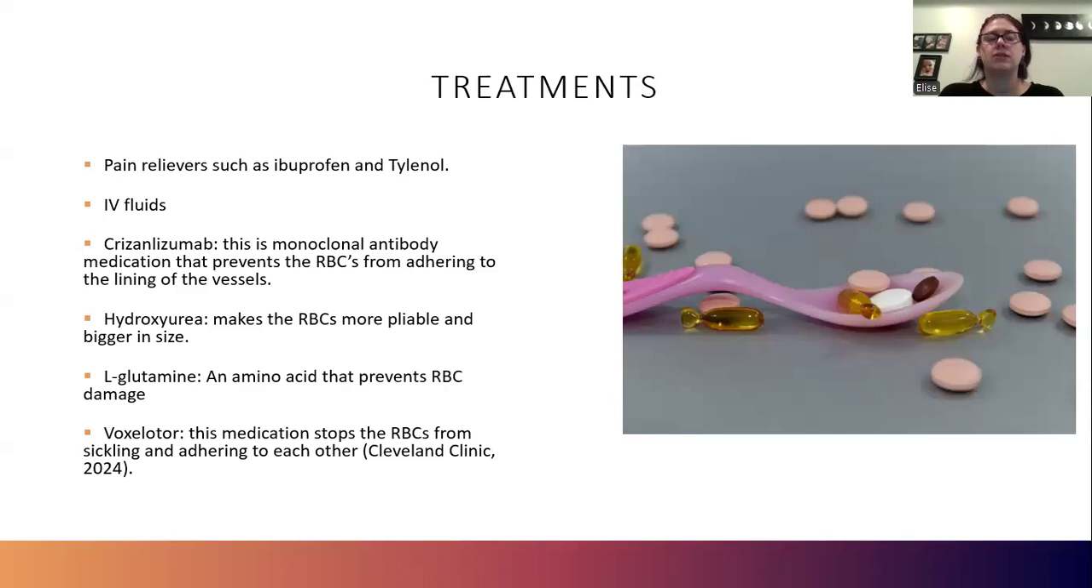Lastly is going to be treatments. We can do pain relievers such as ibuprofen and Tylenol, IV fluids, and a monoclonal antibody medication that prevents the red blood cells from adhering to the lining of the vessels. Hydroxyurea makes the red blood cells more pliable and bigger in size. L-glutamine, an amino acid that prevents RBC damage, and Voxelotor. This medication stops the RBCs from sickling and adhering to each other.